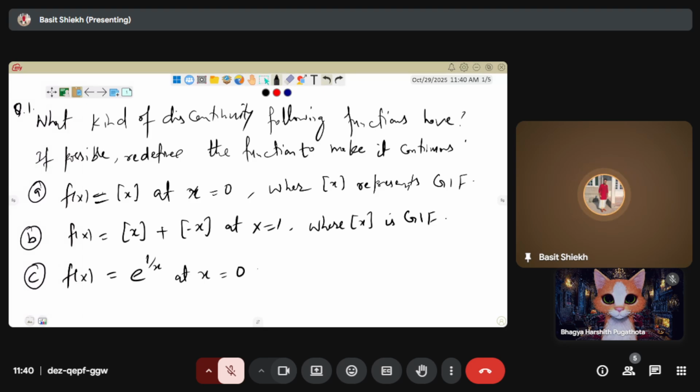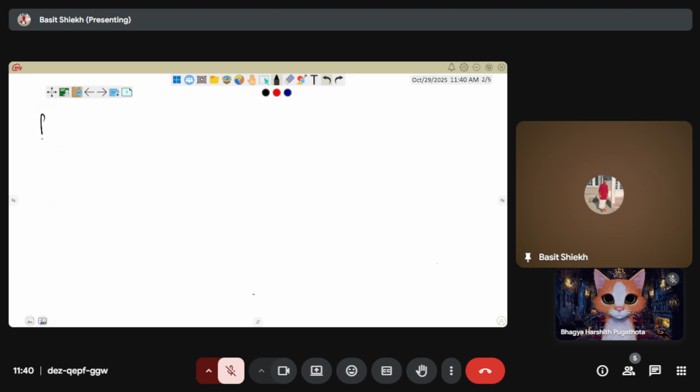So talking about these functions, try these functions. F of x equal to greatest integer of x at x equal to 0. Check, is this function continuous? If not, can we redefine this function at x equal to 0 to make it continuous? Try first one. F of x equals to.